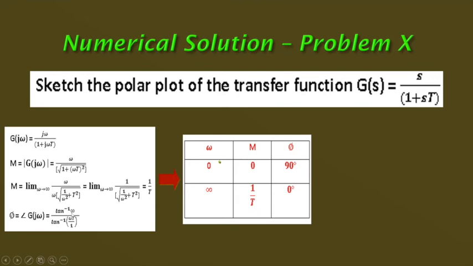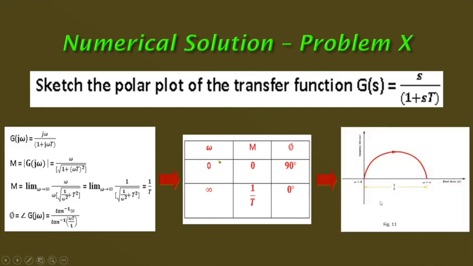When omega equals 0, this angle is plus 90. If omega is infinity, then 90 minus 90 gives a 0 degree angle. Then draw the polar plot. This is the starting point when omega is 0: magnitude is 0 and phase angle is plus 90 degrees. Then plus 90 to 0 means clockwise movement. So this is the 0 degree axis.